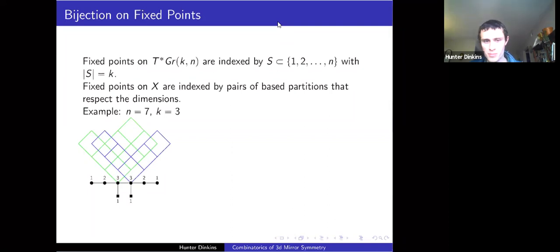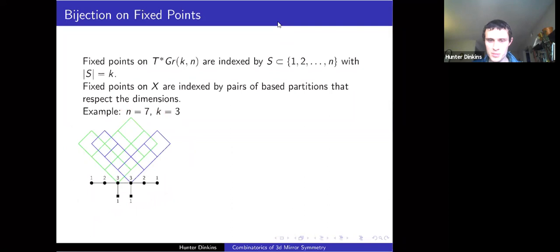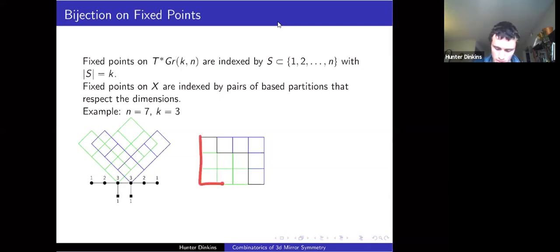So how do we get from a configuration like this to a fixed point on T-star Grassmannian? Well, what we do is we take the two partitions and we piece them together into a rectangle like this. And then we look, and there's going to be some sort of separating line that divides the partitions.